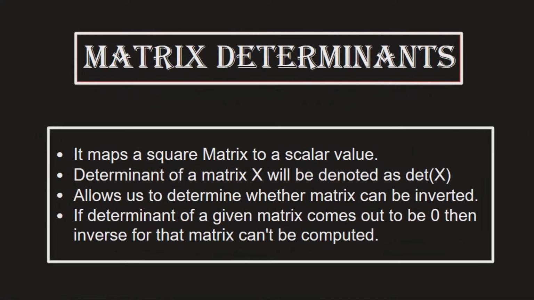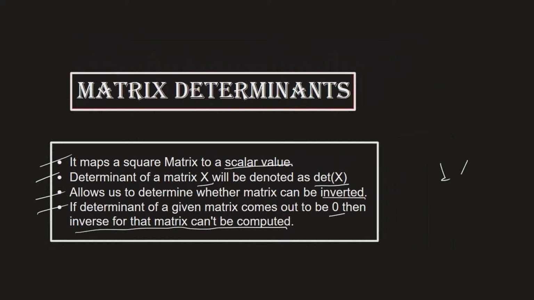So matrix determinant is the idea of mapping a square matrix to a scalar value that we have already seen. If we have a 3x3 or 2x2 or any size of square matrix, that gets reduced to a scalar value, and the determinant of a matrix X will be denoted as det of X inside the parentheses, and it actually allows us to determine whether a matrix can be inverted or not. Essentially, if the determinant of a given matrix comes out to be 0, like we have seen in the case of a singular matrix, in that case the inverse of that matrix cannot be computed. And that is quite obvious as well, because you can never calculate 1 by 0.